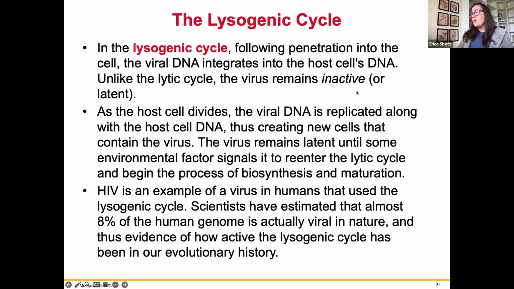In the lysogenic cycle, again, the DNA is integrating into the host cell's DNA, but the virus will go kind of dormant or inactive. And then while this is happening, the host cell will replicate itself. Then we're going to end up with a whole bunch of host cells that have DNA in them. HIV is an example of a virus in humans that uses the lysogenic cycle.